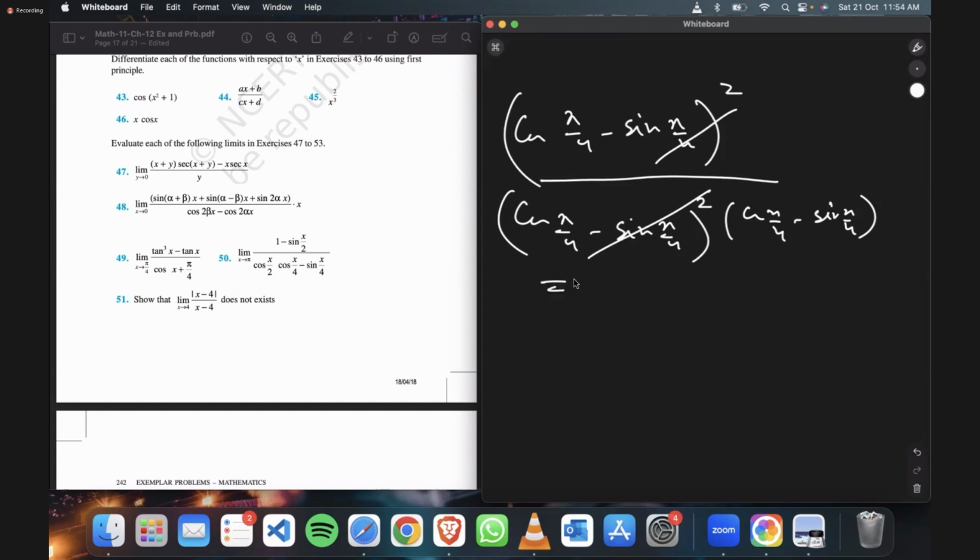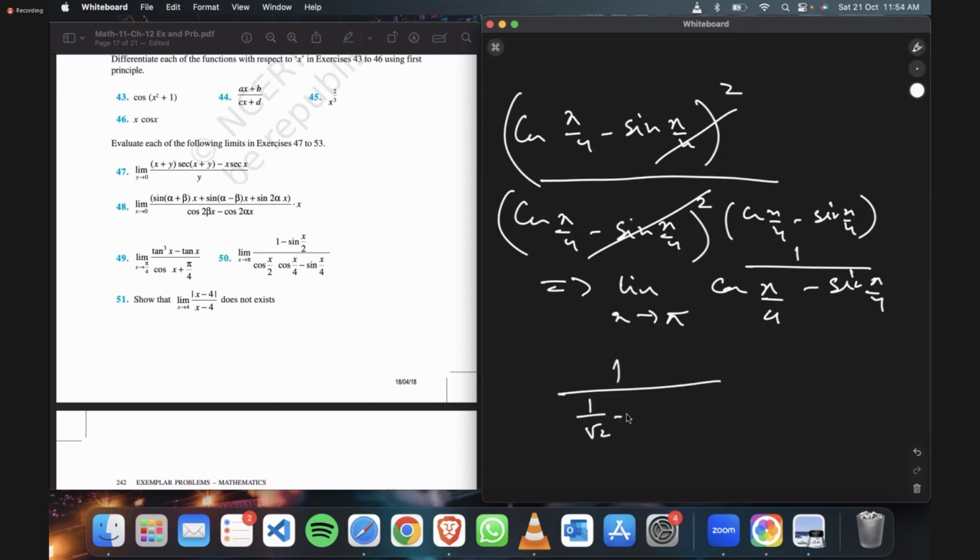So what I have to do is put the limit for x tending to pi over here. Okay, 1 upon. So this will be 1 upon 1 by under root 2 plus 1 by under root 2. So 1 upon 2 under root 2. So under root 2 by 2 will get me 1 upon under root 2 as my answer.